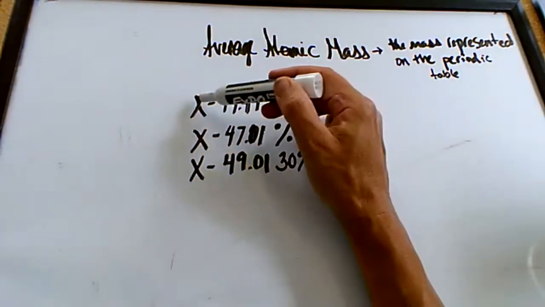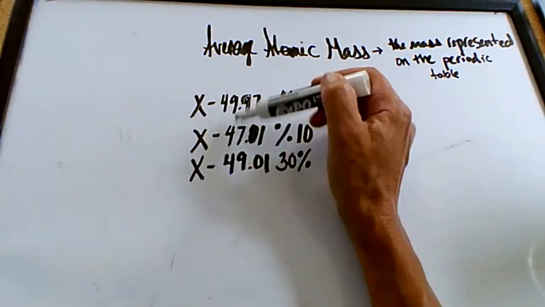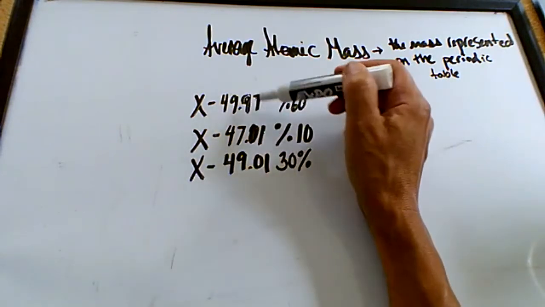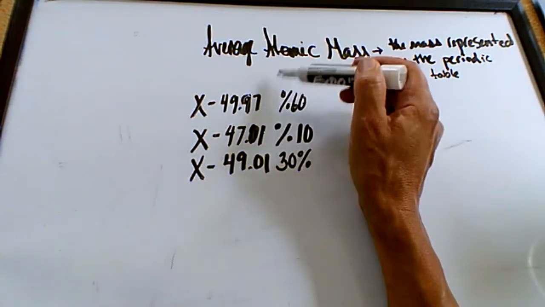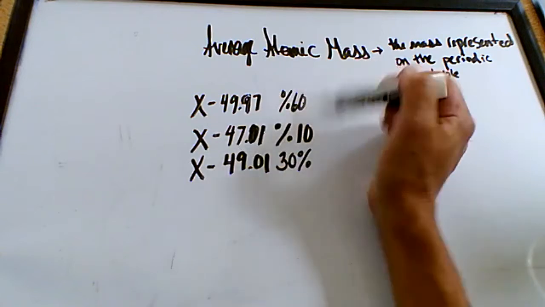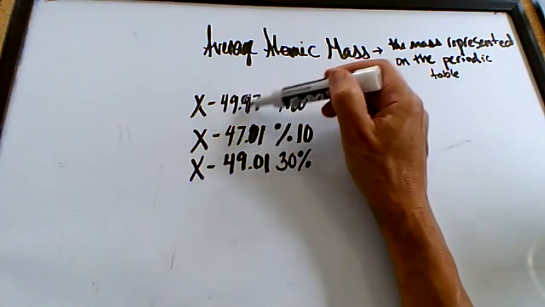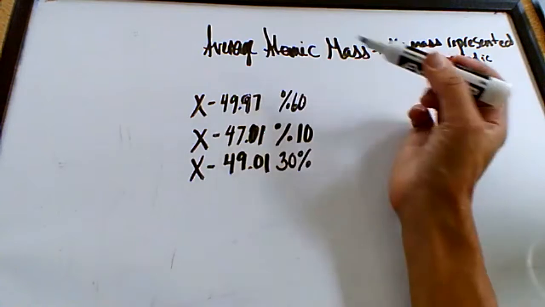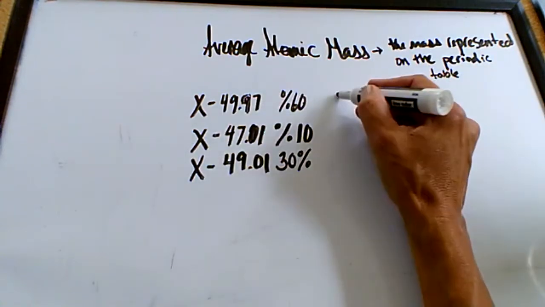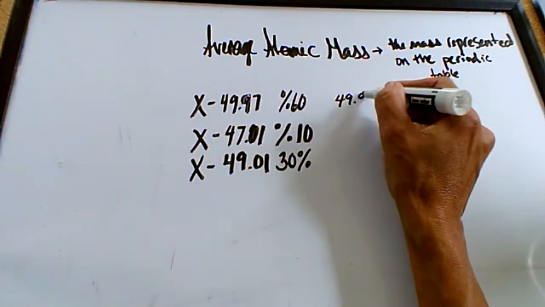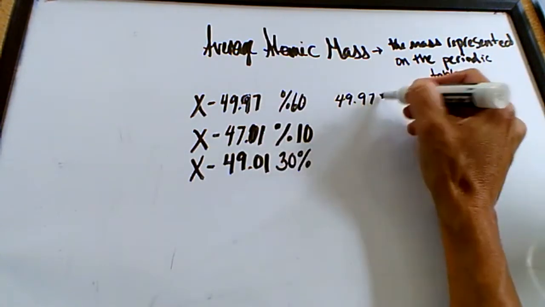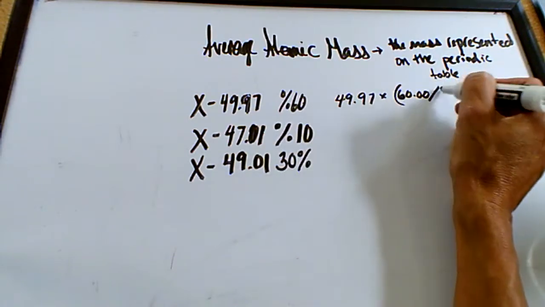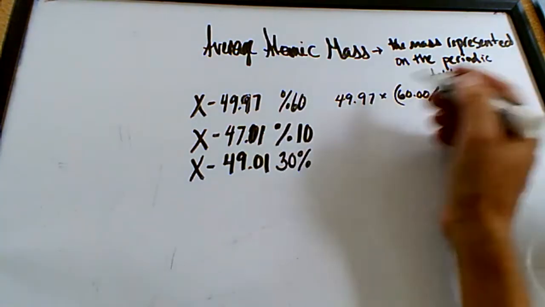So element X has 3 naturally occurring isotopes. The first one weighs around 50 AMU, 47 AMU, 49 AMU. We see that he is the most abundant, so he's going to carry the most weight. All right, what are we going to do? We're going to take 49.97, multiply it by 60, and divide that by 100 either now or later.